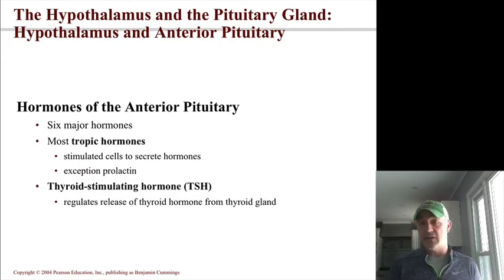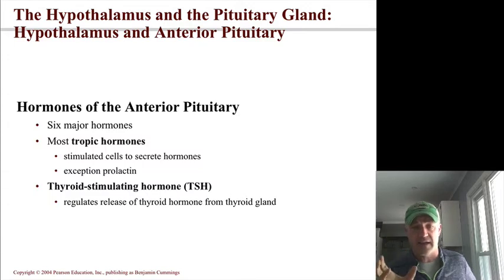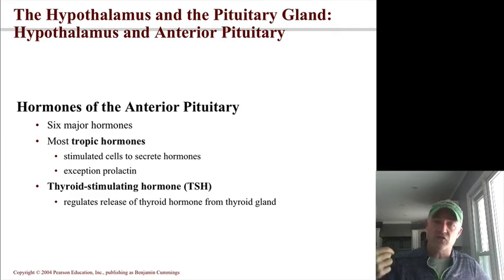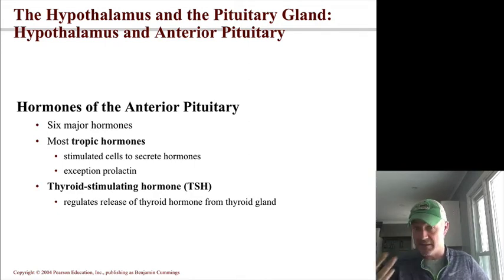So the next thing to really look at here is what are these hormones of the anterior pituitary and what are they doing? So 6 major hormones on the anterior pituitary, also known as the adenohypophysis. And like I say, most of these are of that tropic hormone fashion that are acting on other cells or other organs to release a second hormone, with the exception of prolactin in there and growth hormone kinda.